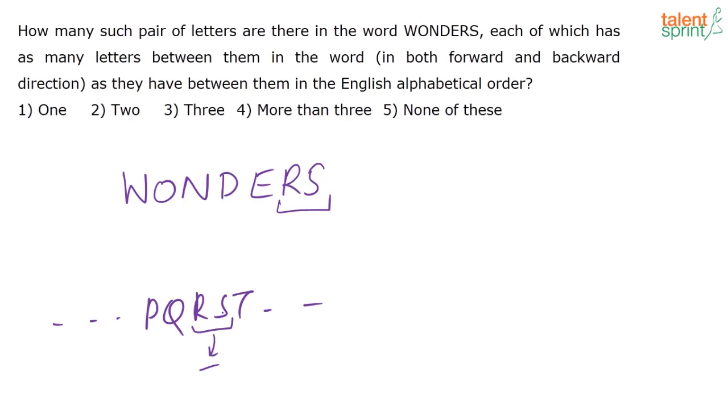We have to identify similarly how many such pairs are there in this given word, and here remember in the bracket they have given both forward and backward direction. So similarly if you see D-E, correct? In the actual alphabetical order also after D, E comes. So this is another pair. Now in the forward direction again, is there any other set? W-O-N, no, nothing is there, correct? E, S, D, E we have taken.